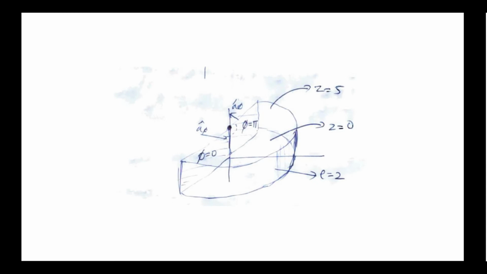And also the diagram, if you plot it, will be like half of a circle, since phi starts from 0 and ends at pi. So phi equal to 0 to pi, and rho equal to 2 gives a radius of 2, and z from 0 to 5 gives a height of 5. So this is a half cylinder with a height of 5.